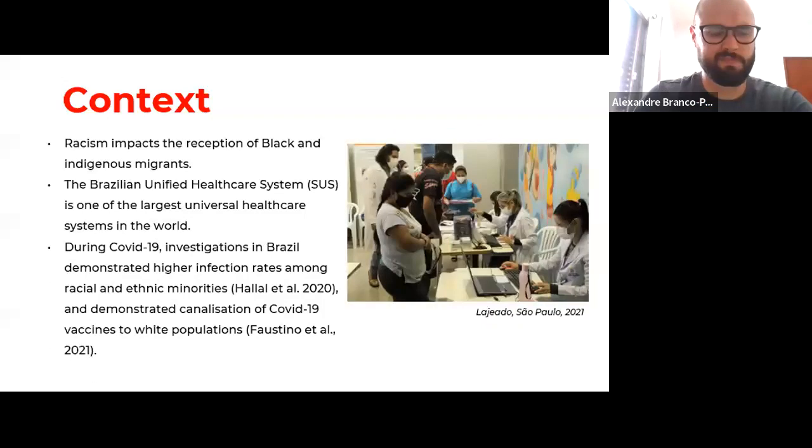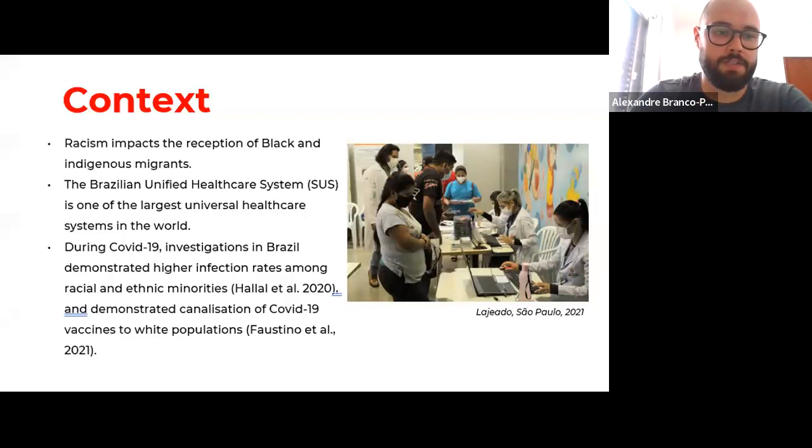Next slide, please. So racism impacts the reception of Black and Indigenous migrants who reportedly say that they discover they are Black in Brazil through racism experiences. They usually face police violence, discrimination in the job market, and inconsistency of status, which means they are frequently in a lower social position than the one they were in their home country before migrating. Other than territorial segregation and ghettoization and racialized xenophobia.